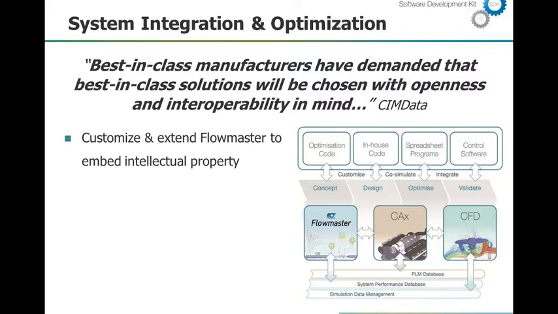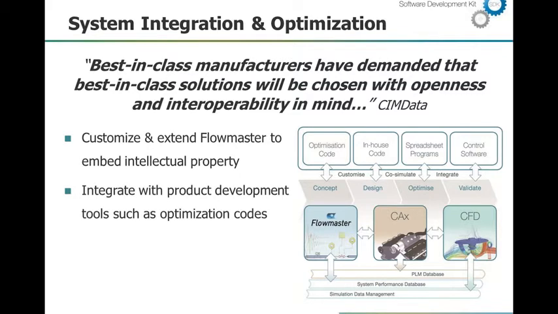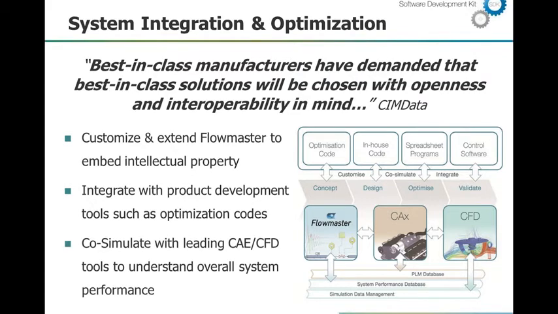Also, integrating with third-party tools, such as an optimization code, such as Optimus. That's how we went ahead and worked on the project we're going to talk about today. And then beyond that, being able to co-simulate with other tools, things like MATLAB Simulink, or being able to use a functional mock-up interface. These are all things that Flowmaster is able to support because of this openness and system integration.